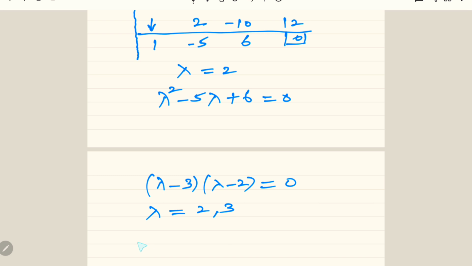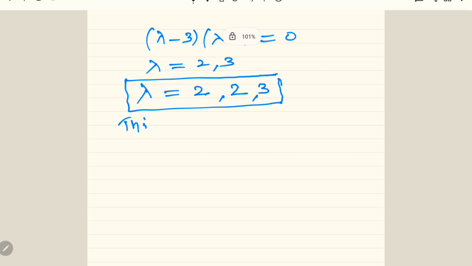And therefore the eigenvalues are lambda equals 2, again 2, and then 3. These are the eigenvalues. Answer for the second. Then whether it is correct or wrong, we check with the properties of eigenvalues. The first property is the sum of the eigenvalues.